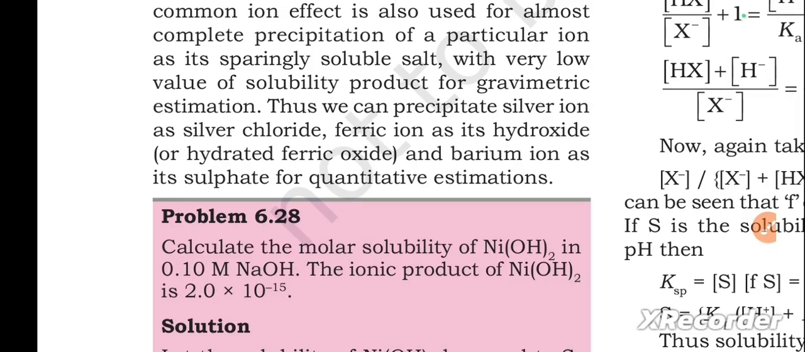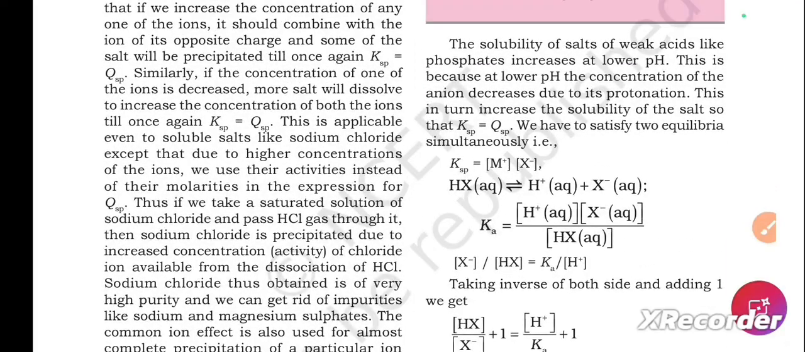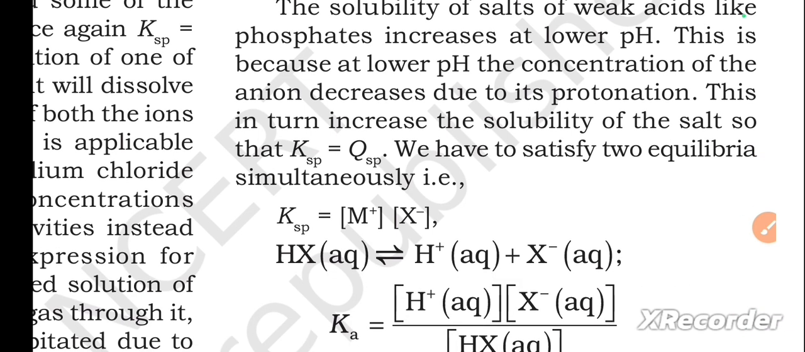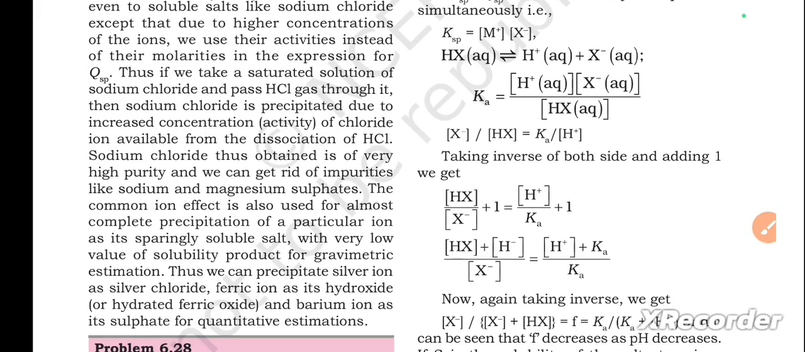for quantitative estimations. Next, the solubility of salts of weak acids like phosphates increases at lower pH. This is because at lower pH the concentration of the anion decreases due to its protonation. This in turn increases solubility of the salt so that Ksp equals Qsp. We have to satisfy two equilibria simultaneously. So here is the derivation.